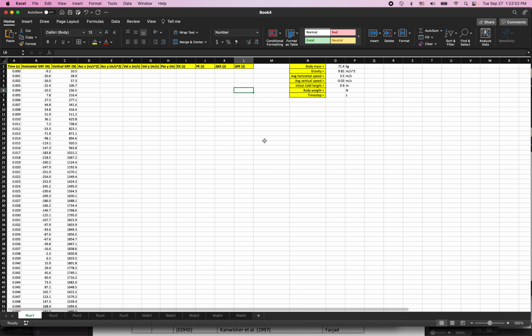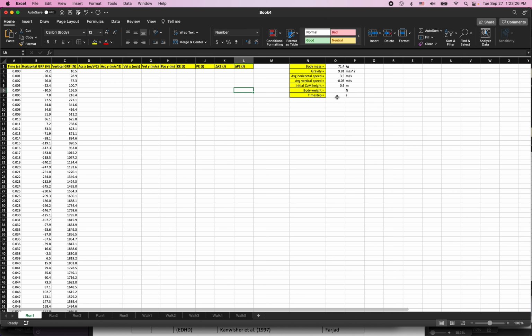You'll also be given some other data over here on the right in columns N and O that you're going to need to use to perform those calculations in these empty columns here. So you've got the body mass of the participant, acceleration due to gravity, the measured average horizontal speed while they were performing this stride, and the measured average vertical speed while they were performing it. You've got the initial height of the center of mass at heel strike at the start of this stride, at time equals zero. For that, we used the height of the marker on the pelvis to approximate it.